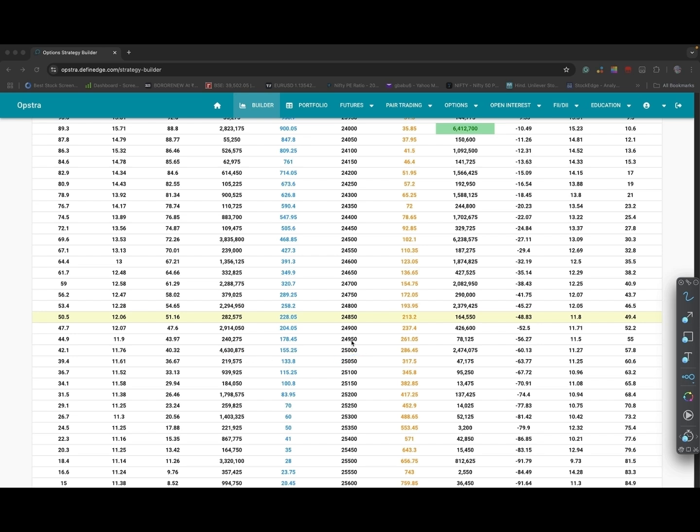Any strike price below the Nifty trading price is called ITM, in the money. For example, if Nifty is trading at 24,850 and I am buying at 24,600, it is called ITM, in the money. Why should I consider ITM, ATM and OTM? For that, you should know what is delta.